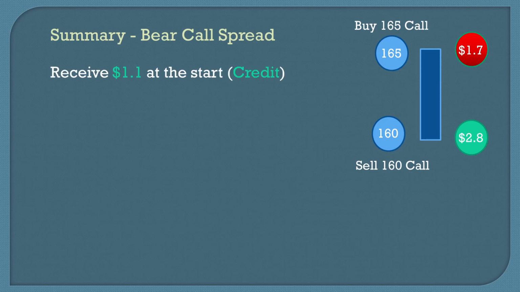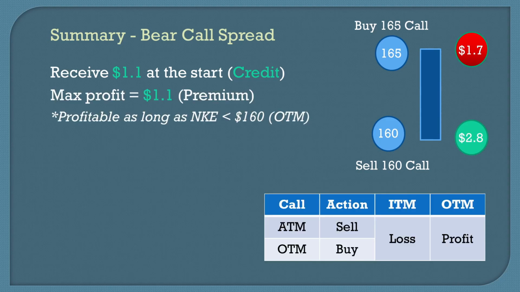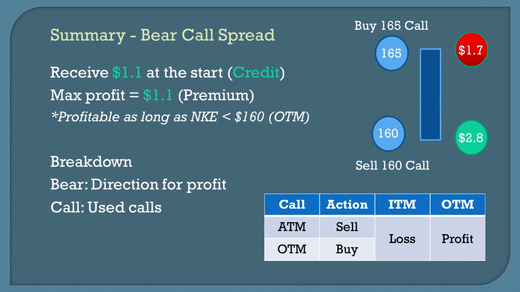In this example, you receive $1.10 to open the bear call spread. As you receive money to open this spread, it is also known as a credit spread. Similar to a debit spread, in a credit spread, the max profit and loss are fixed. For credit spreads, the max profit is the initial amount you receive at the start, which is $1.10. And the max loss is based on the difference in strike prices minus premiums. As the name suggests, a bear call spread is a bearish call spread where you make money if the stock price goes down. Pretty straightforward, right?